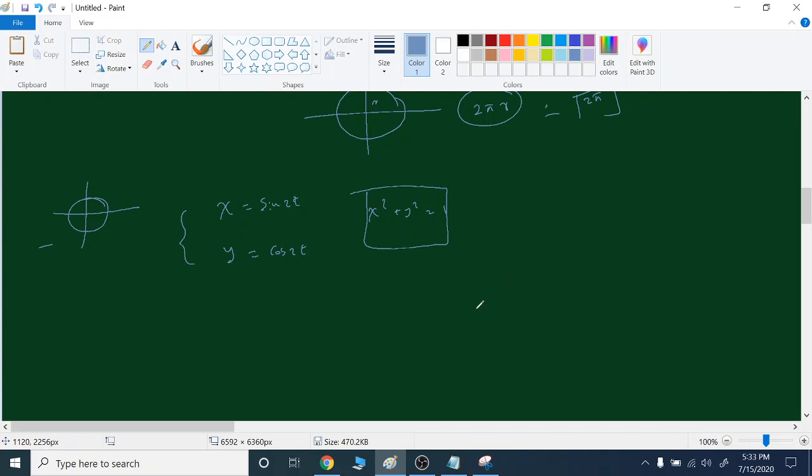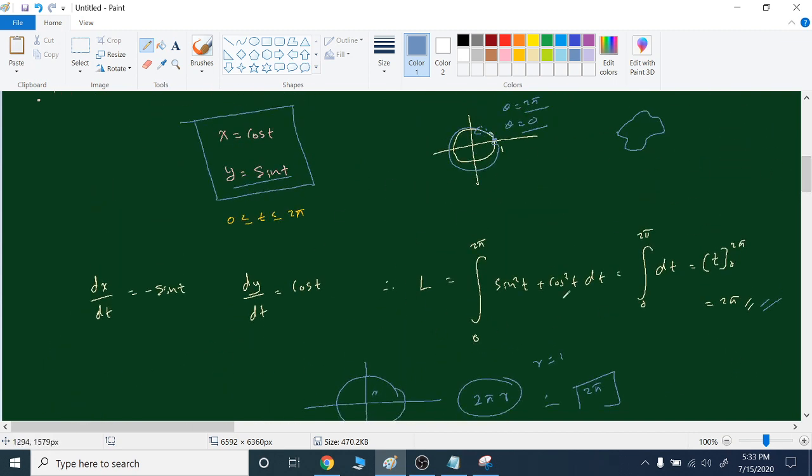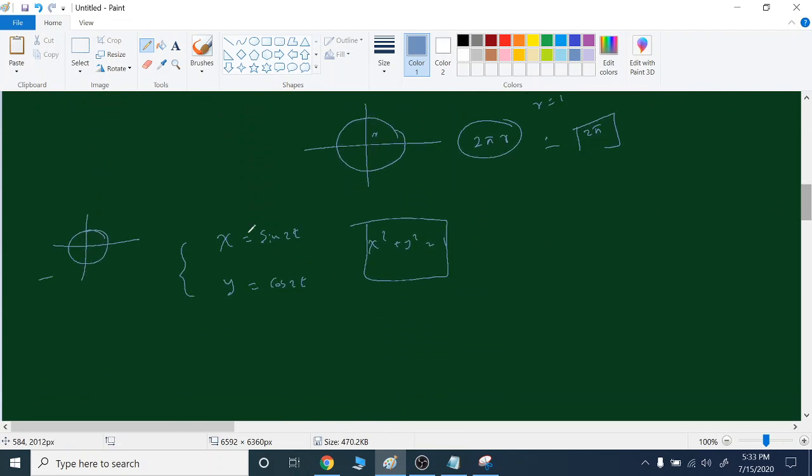But let's try to apply this representation in this formula. So when you have these x and y values, then dx by dt will be equal to 2 cos 2t, and dy by dt will be equal to negative 2 sine 2t, right?